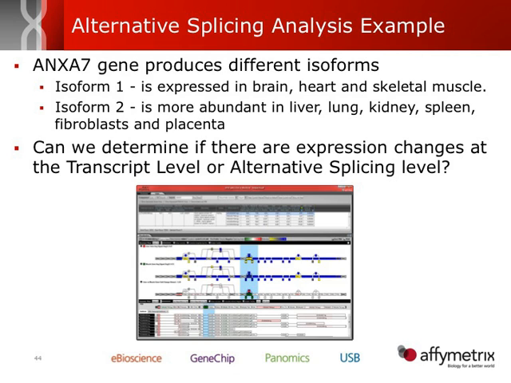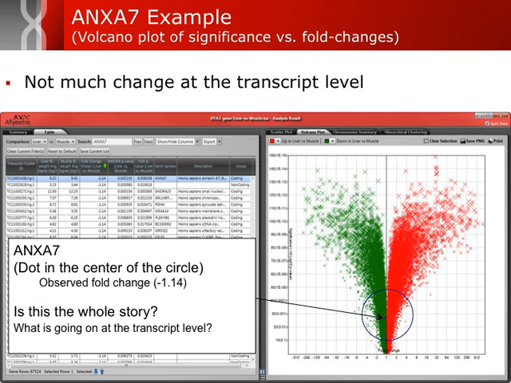So we're looking at the ANXA7 gene, and we know that there are two isoforms that are expressed. One isoform is expressed in muscle, and the second isoform is expressed in liver, among other tissues. And the question is, can we determine if there are any expression changes, whether they be at the gene level or at the alt splice level, by using the TAC software?